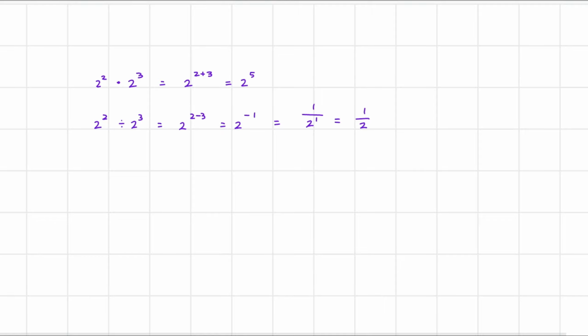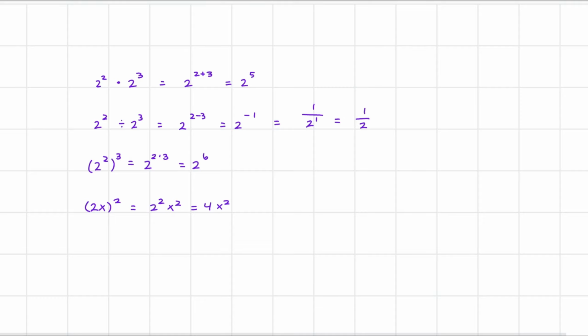Now if we have 2 to the power of 2 raised to the power of 3, you would just multiply the exponents 2 and 3. So this would be 2 to the power of 6. Now let's say you had variables involved. If you had 2x raised to the power of 2, it would be 2 raised to the power of 2 and x raised to the power of 2. So it's 4 times x squared.